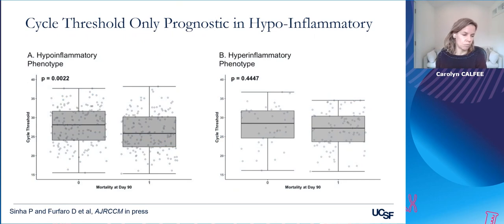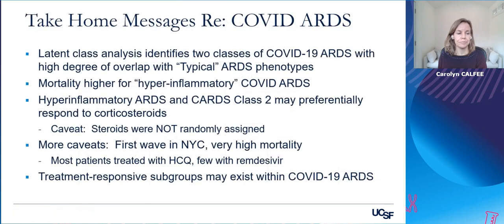Interestingly, cycle threshold, which is roughly reflective of viral load, was prognostic only in the hypoinflammatory phenotype. So in the hypoinflammatory phenotype, having a lower cycle threshold, which translates, of course, to a higher viral load, was associated with higher mortality, and we did not see this pattern in hyperinflammatory phenotype, which might lead one to hypothesize that perhaps it's the inflammation that's related to mortality or the host response here. And in contrast, it's the viral load here. That's really taking it a little far in terms of hypothesis generation.